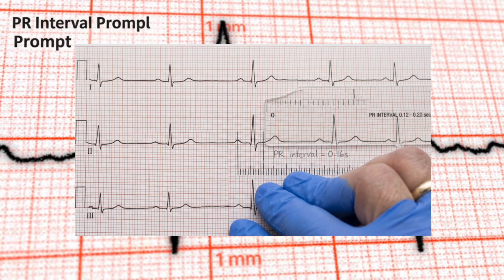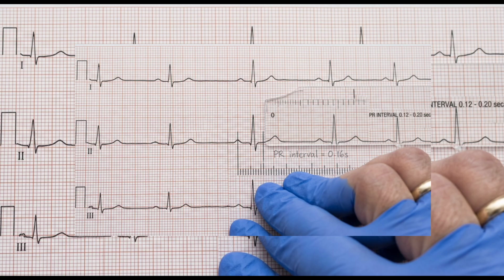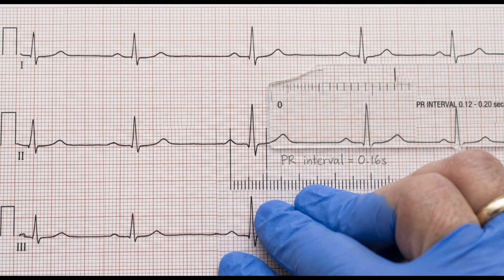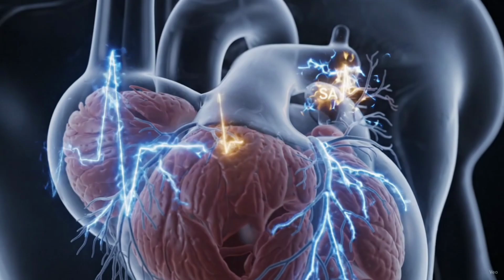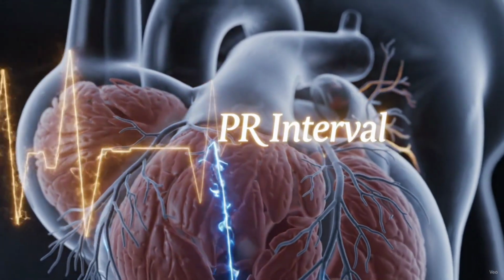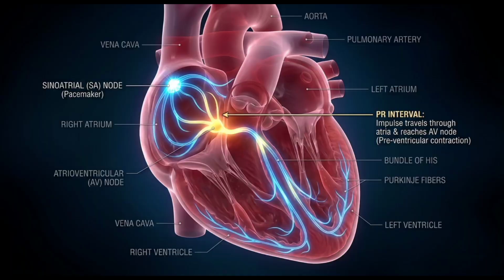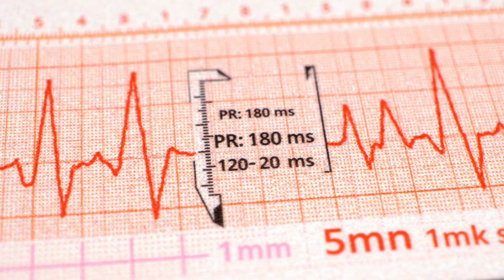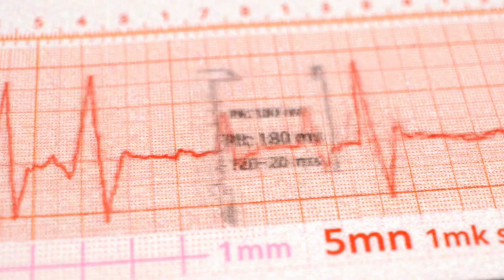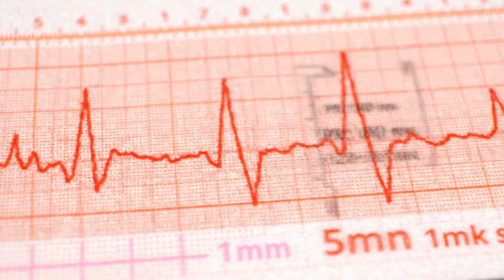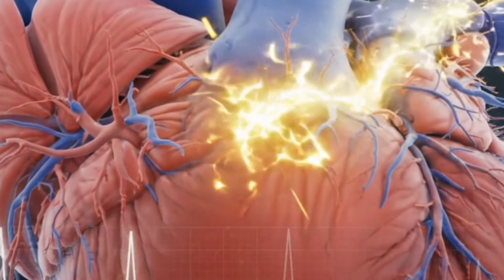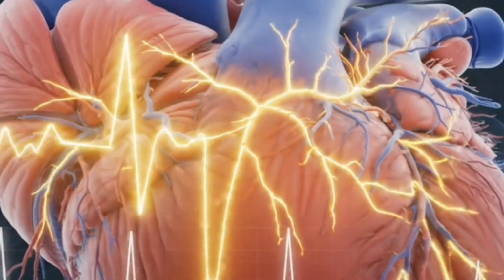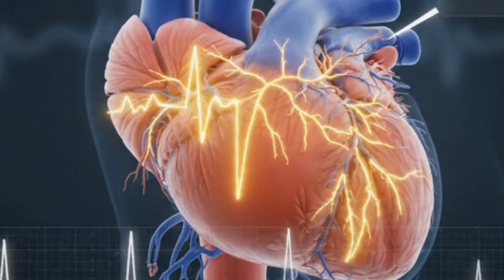The PR interval extends from the beginning of the P wave to the beginning of the QRS complex. The PR interval represents electrical conduction from the atria through the AV node and into the ventricles. The normal PR interval in the ECG ranges from 120 to 200 milliseconds. Most of the PR interval reflects the delay occurring within the AV node.